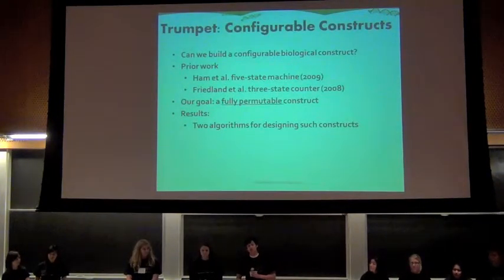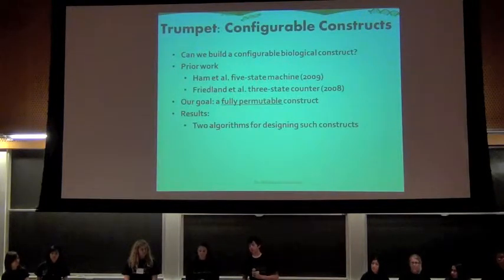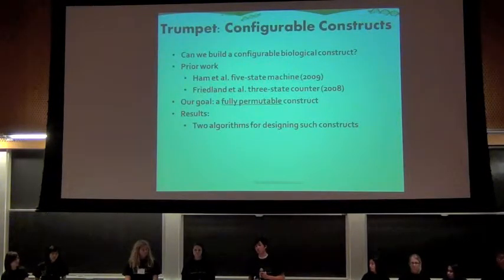We started this summer by asking, can we make a reconfigurable biological construct? Previous work has been done in this area. The Kiesling group made a 5-state machine using invertase, and the Collins group, using invertase as input, made a 3-state counter. However, it is not clear whether or not we can create a fully permutable construct. By fully permutable, I mean given a set of parts, say A, B, and C, we should be able to achieve any permutation, BAC, CAB, and so forth.